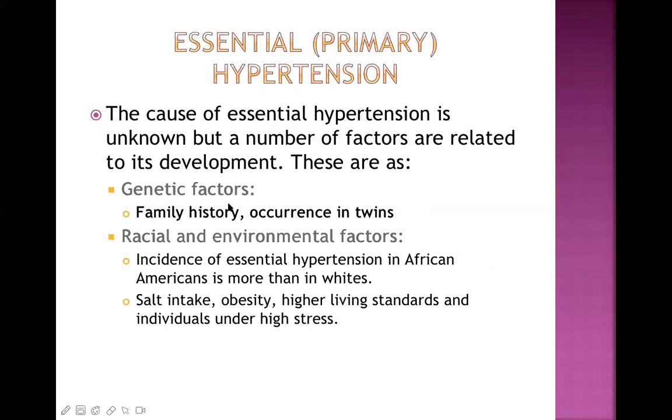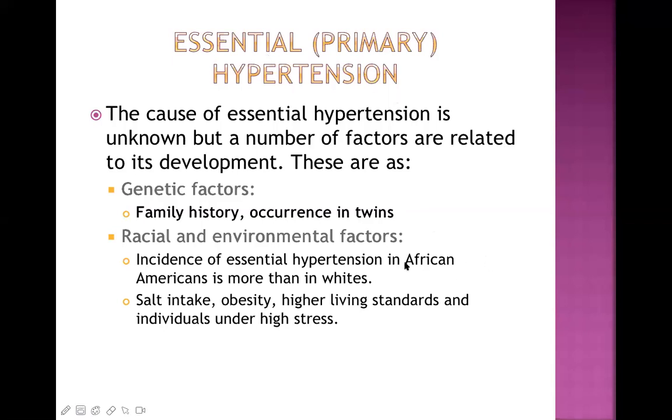One is a genetic factor. So it runs in the family. There is a strong family history for essential hypertension. And another fact is also proving the same thing. It has a high chance of occurrence in twins. This is called concordance rate. If one twin is affected with essential hypertension, the other twin also has a high chance of having a similar type of illness. The concordance rate is high.